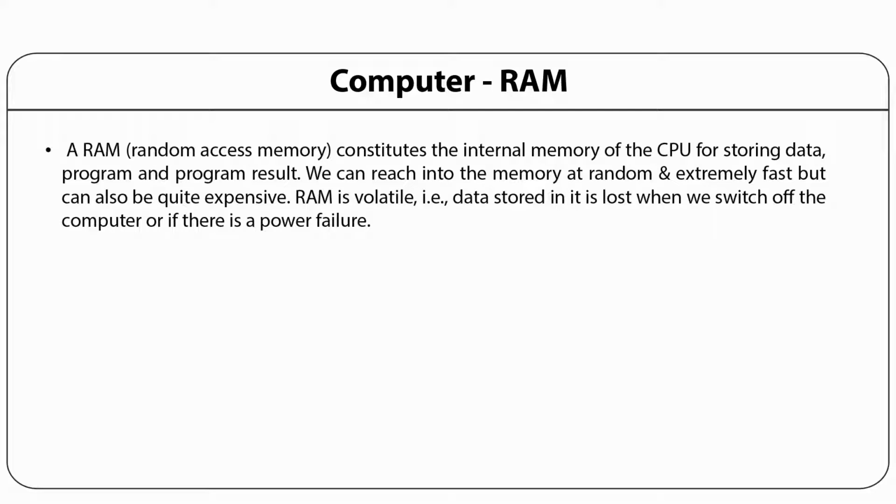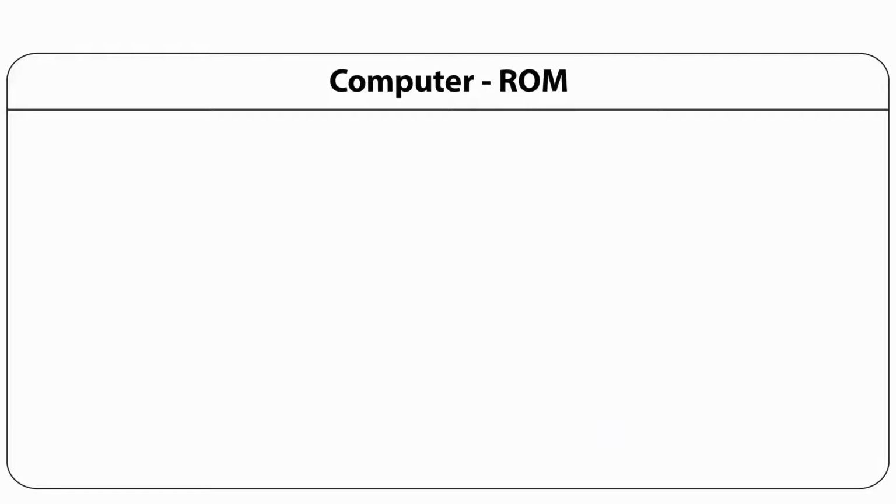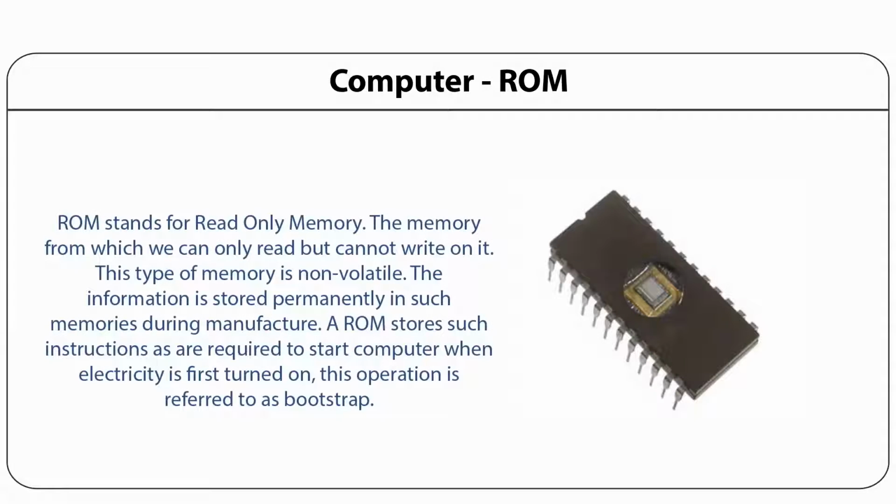We will see the main memory RAM in detail. Random access memory, RAM, constitutes the internal memory of the CPU for storing data, programs and program results. We can retrieve the information from this memory at random and extremely fast, but it is expensive. RAM is volatile and the data stored is lost when we switch off the system or if there is a power failure. There are two types of RAM: static RAM or SRAM and dynamic RAM or DRAM. Coming to the other primary memory, that is ROM, which stands for read-only memory.